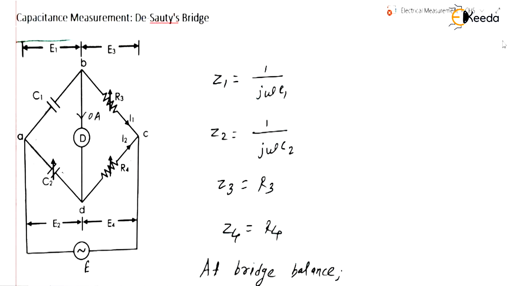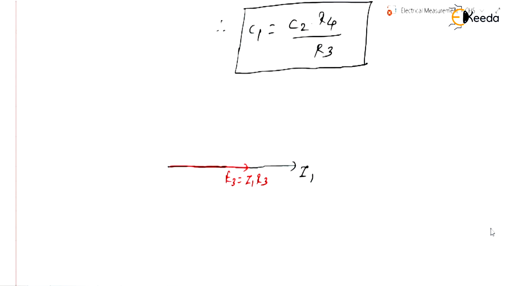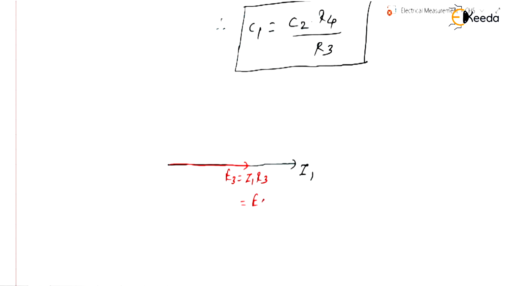Again, E3 is equal to E4, which is equal to I2 into R4. If I2 into R4 is the voltage across the resistor, then the phasor for the current flowing through the resistor, that is I2, will again be along I1 only. The length may be greater or lesser, depending on the values of I1 and I2.